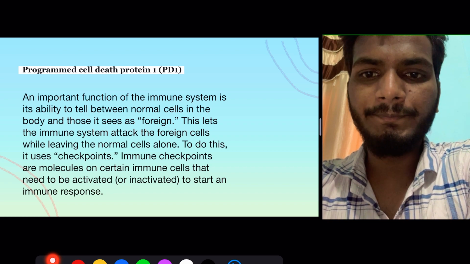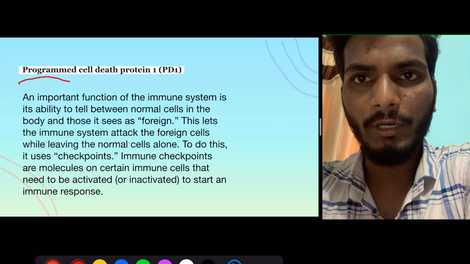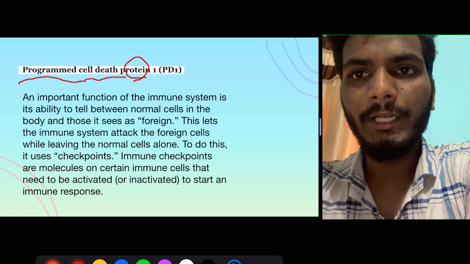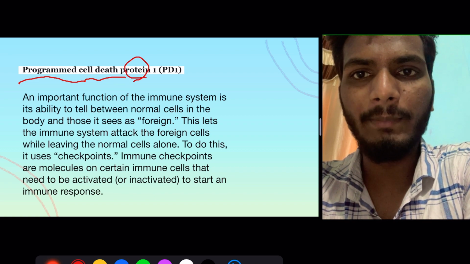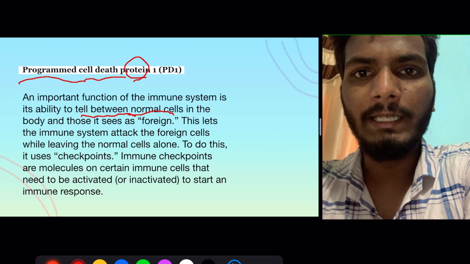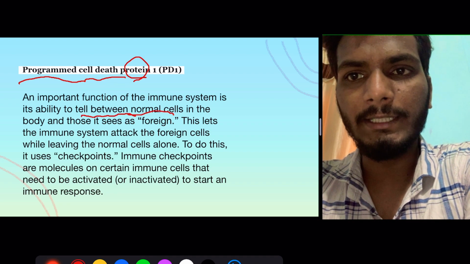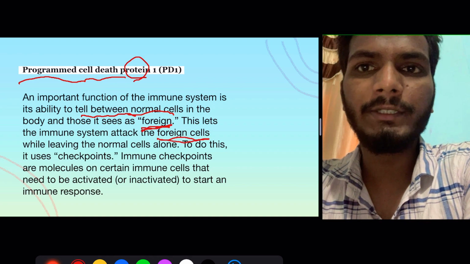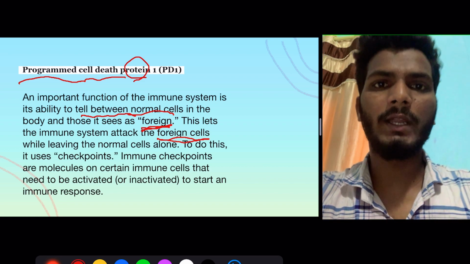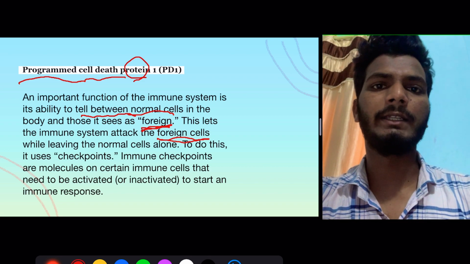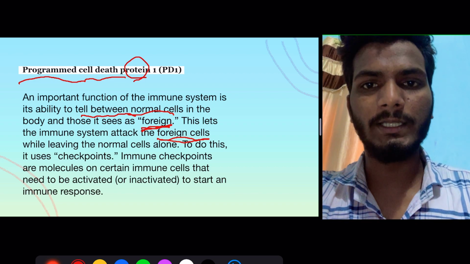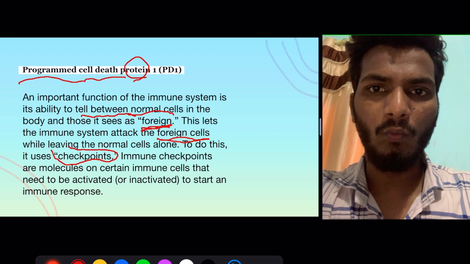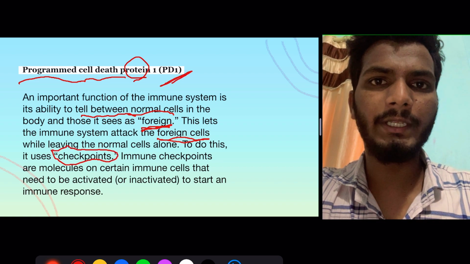PD stands for programmed cell death. So it is a protein. An important function of the immune system is its ability to tell between normal cells of the body and those it sees as foreign. This lets the immune system attack the foreign cell. So first our immune system differentiates what cells are normal and what cells are foreign. Then it attacks and kills the foreign cells. For that purpose, it uses several checkpoints. One of them is mediated by PD1 and PD-L1.